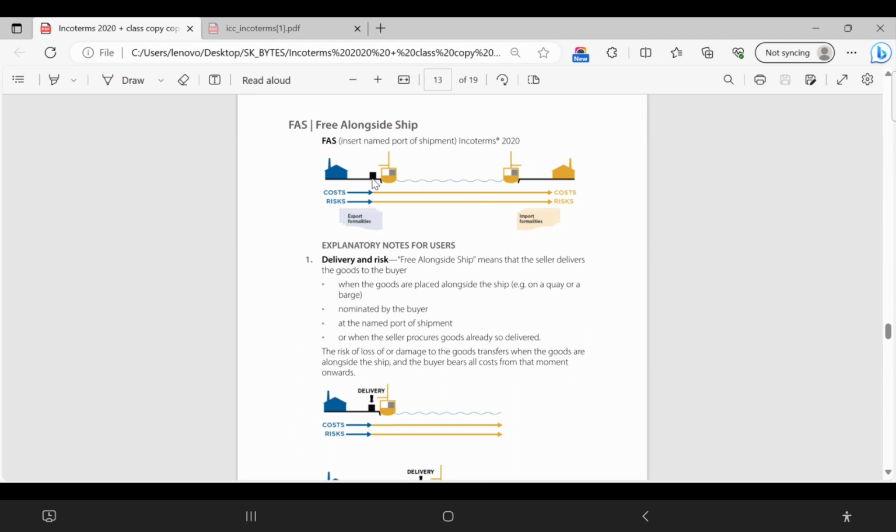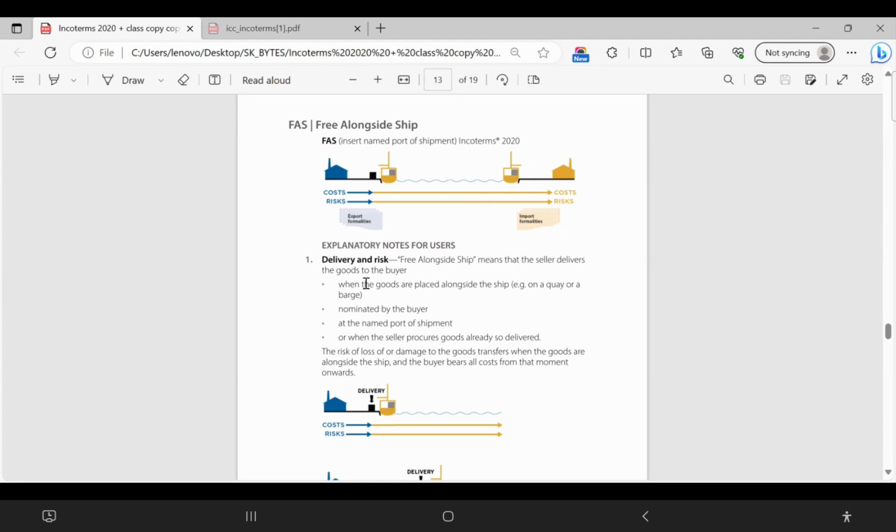Now again, this is how it is. If it is gray, it means it is not loaded. It is not loaded on board. They are just placed across the vessel. So that is why it says free alongside the ship. Free alongside ship means the seller delivers the goods to the buyer when the goods are placed alongside the ship.